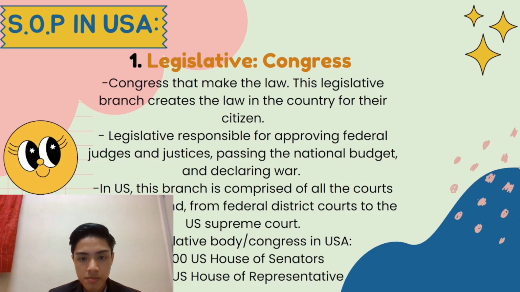In the US, this branch is comprised of all the courts in the land, from federal district courts to the US Supreme Court. This also allows them to decide whether to accept many presidential appointments and conduct detailed investigations. The legislative branch is comprised of 100 US senators in the Senate and 435 members in the US House of Representatives. Each state gets 2 senators and a number of representatives depending on how many people live in the state.